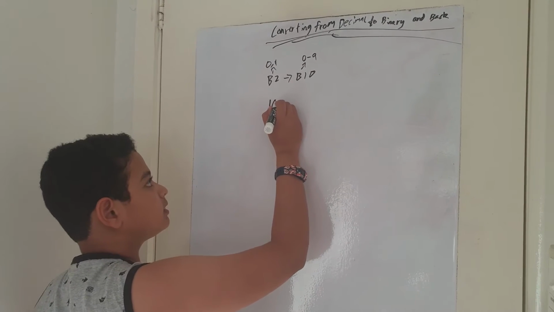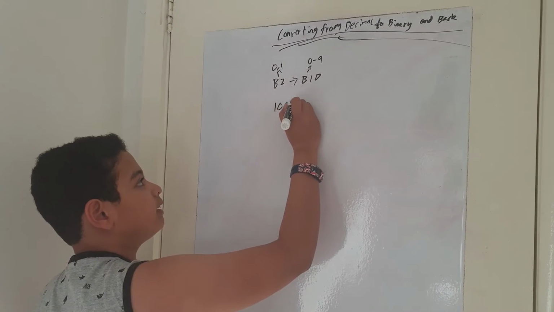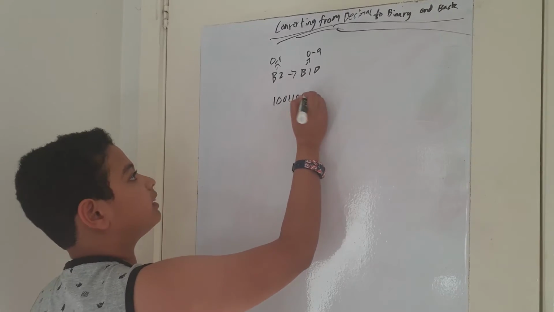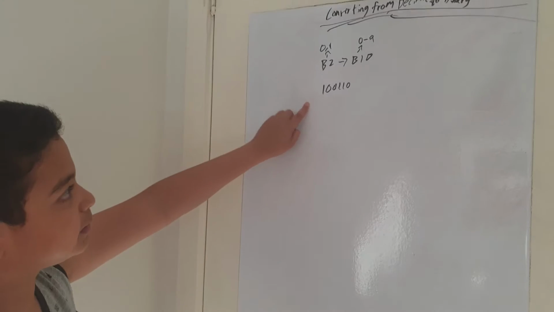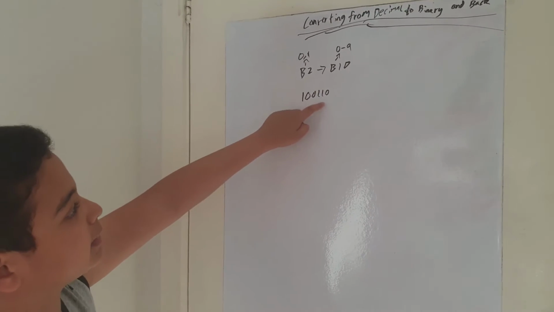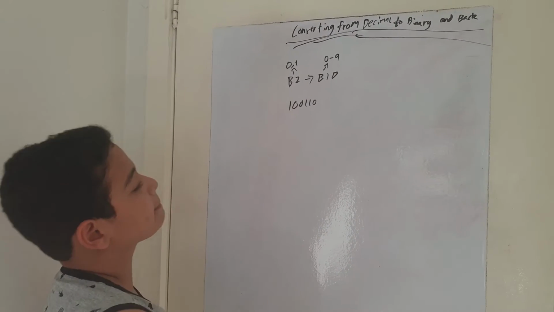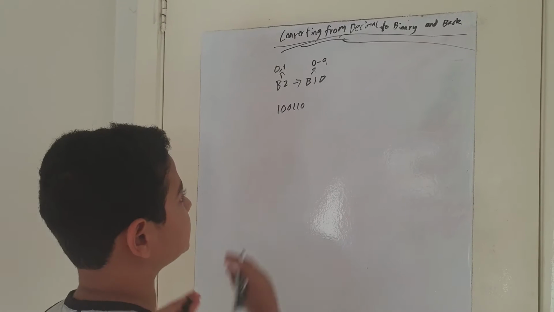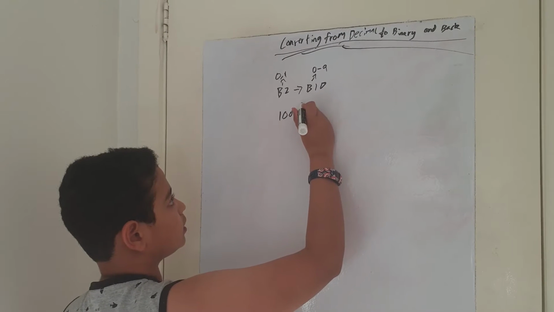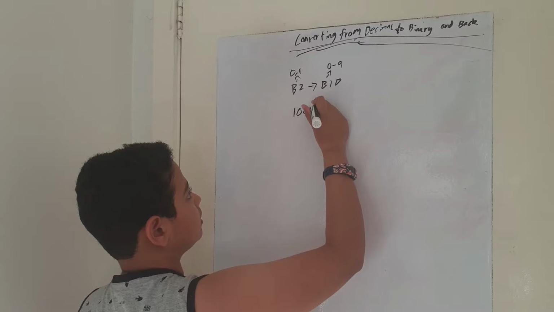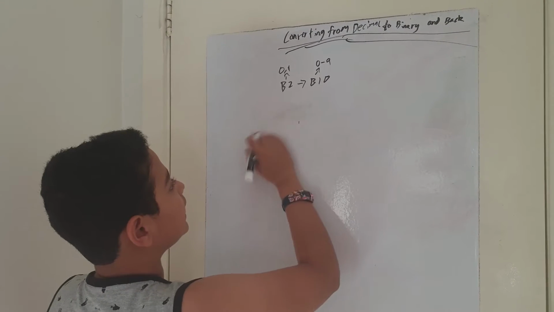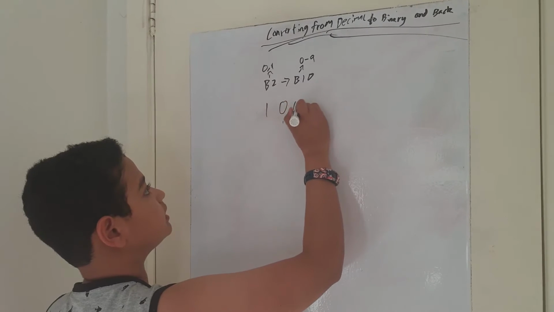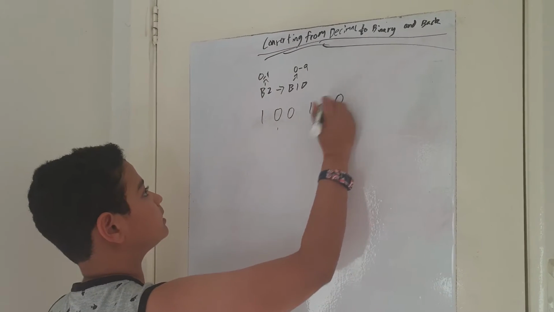So let's do 1 0 0 1 1 0 1 0. Okay, you know what, let's take those two off. Okay, so it's 1 0 0 1 1 0. To convert this, the first thing you have to do is divide it into columns.